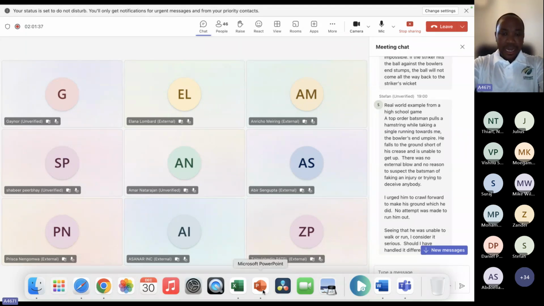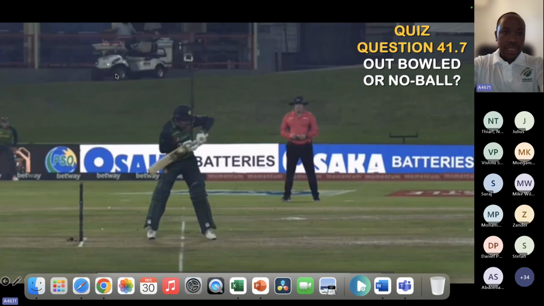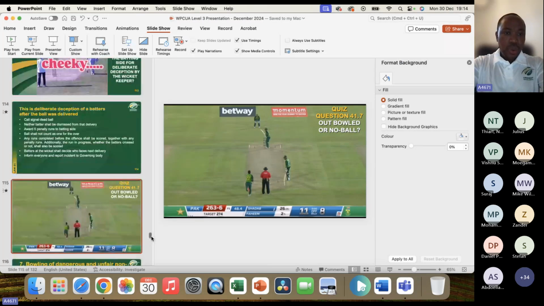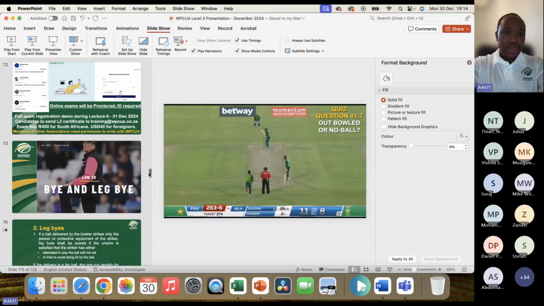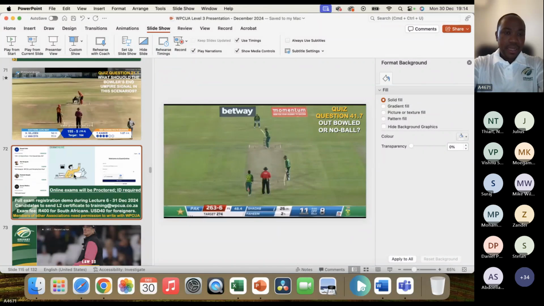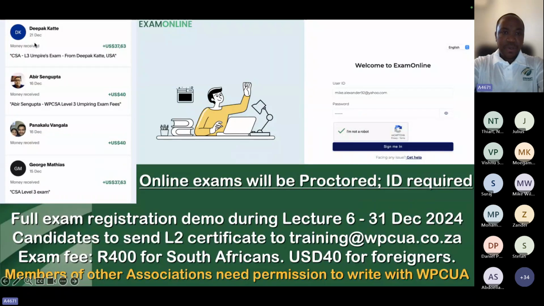So firstly, let me remind you of the process. All of you who wish to write the exam need to pay the exam fee, and the exam fee is $40 for candidates outside of South Africa. It is 400 rands for candidates in South Africa.